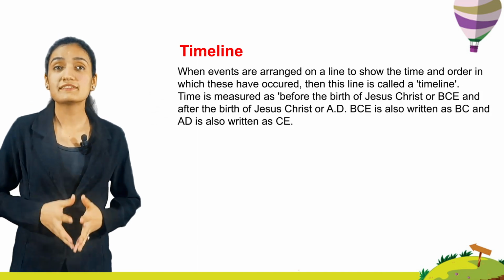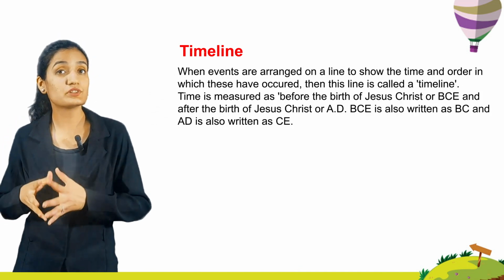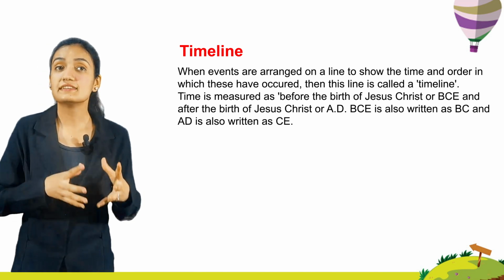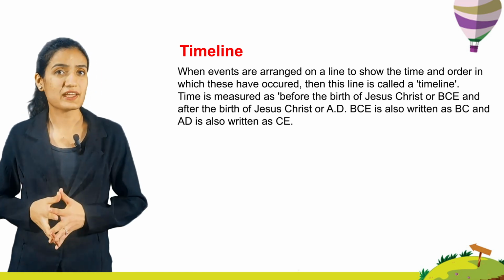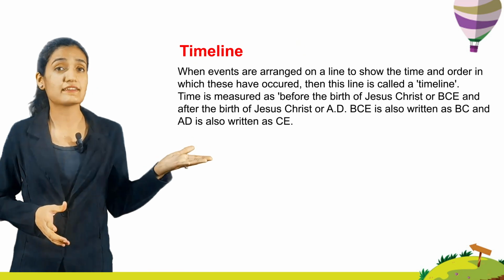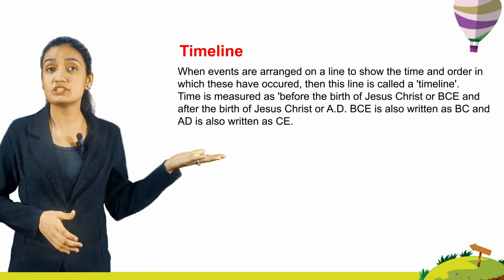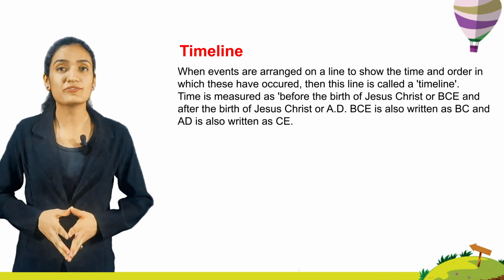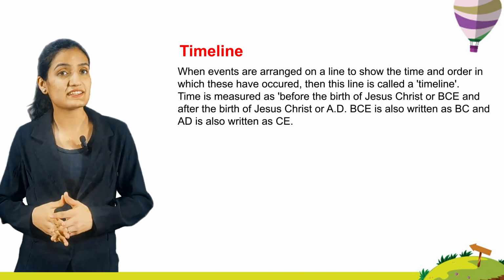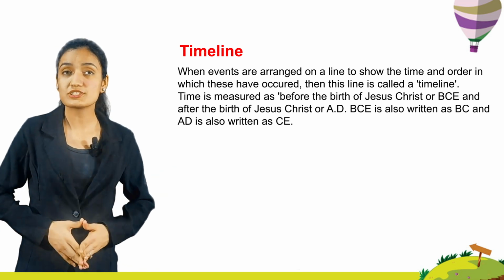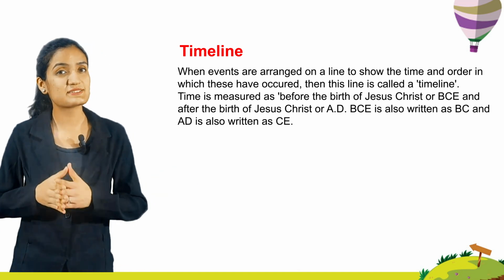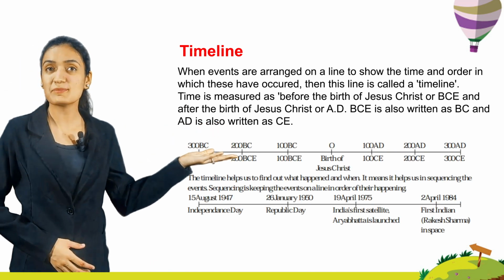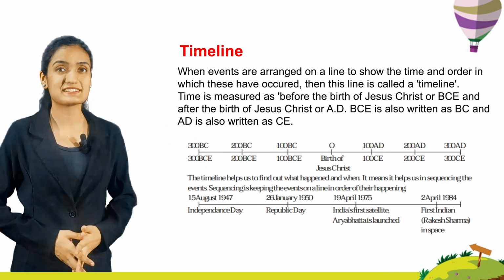Timeline. When events are arranged on a line to show the time and order in which they have occurred, then this line is called a timeline. Time is measured as before the birth of Jesus Christ or BCE and after the birth of Jesus Christ or AD. BCE is also written as BC and AD is also written as CE. Here you can see the picture of the timeline of the birth of Jesus Christ.